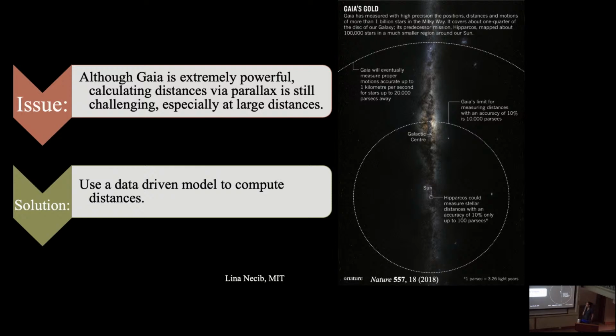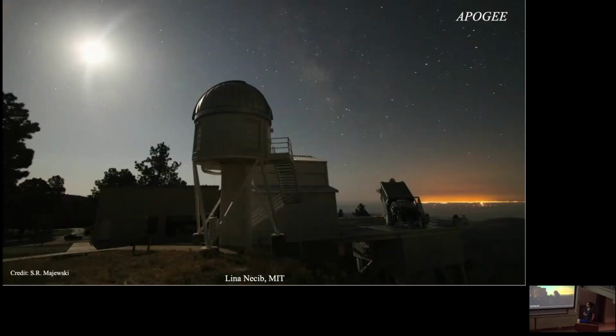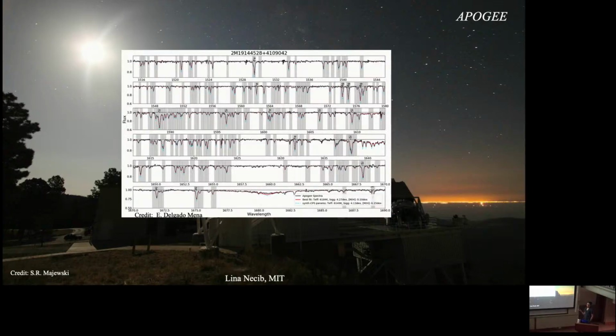Okay, so Gaia is extremely powerful, but distances are a bit problematic, in which case what we wanted to do is use a data-driven model to compute such distances. And for that, we used APOGEE, or high-resolution spectra, which look like this. I can't read this because I'm still a theorist, but one of my students who just graduated has been co-advised by myself and a Freebull, so he can do theory and can read this, which is pretty incredible.